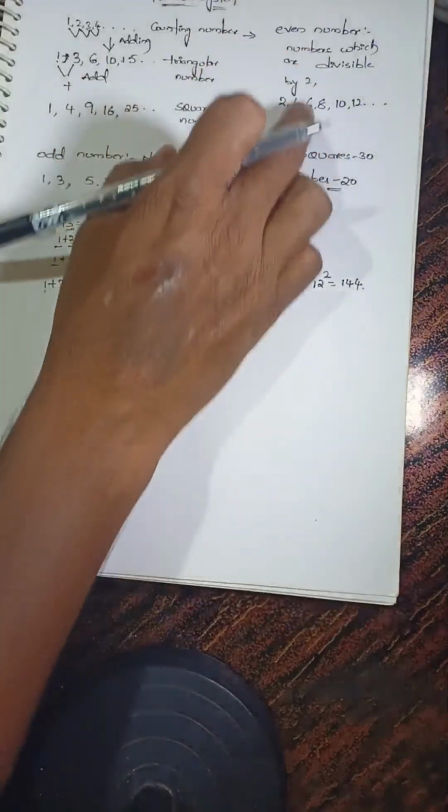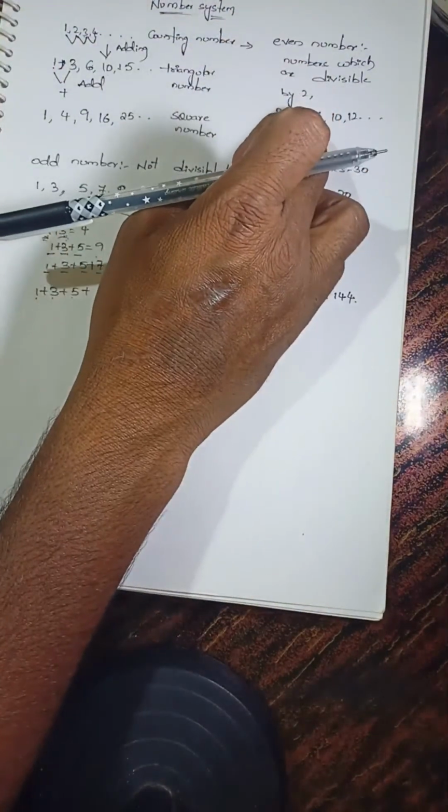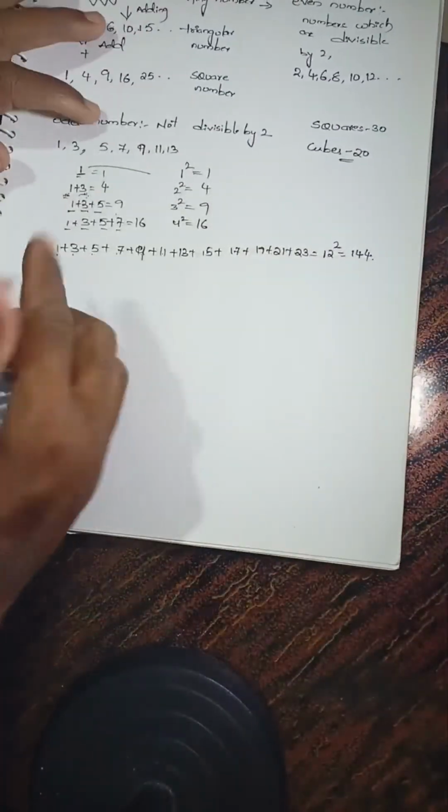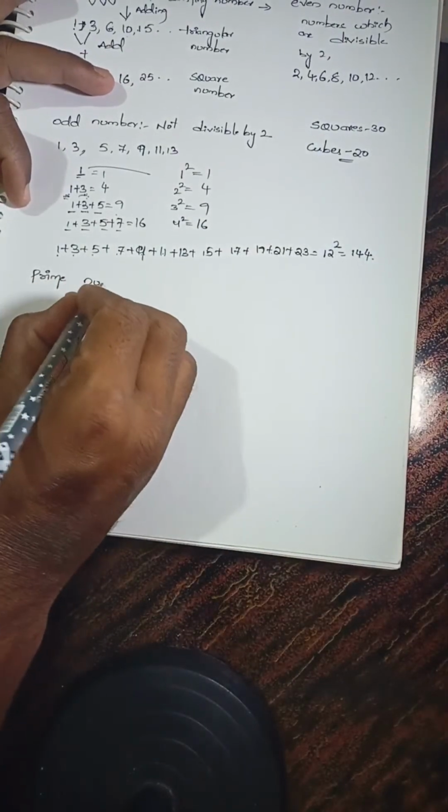Next, even number completed, odd number completed. The next one is the even number completed, odd number completed, triangular number, square number. Next we'll go for the prime numbers.